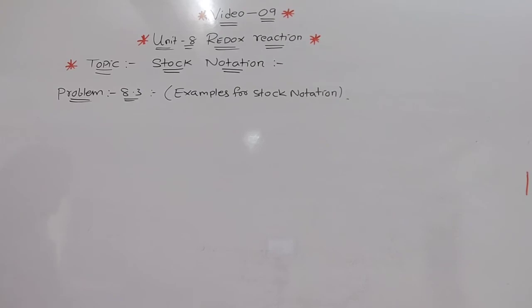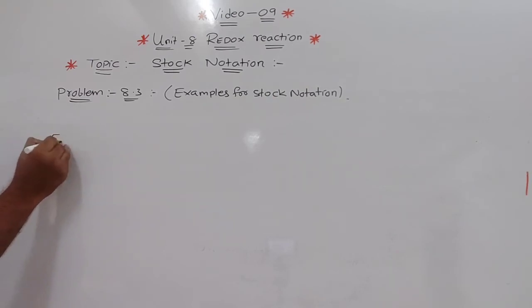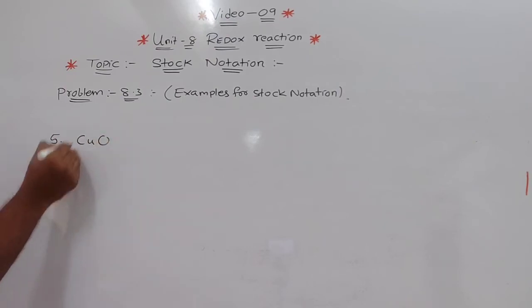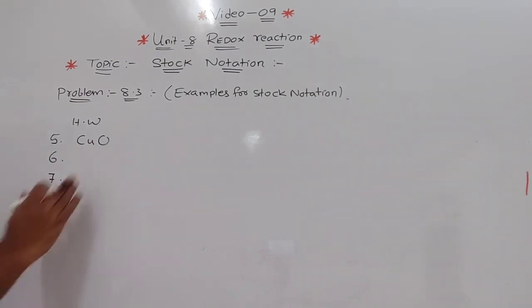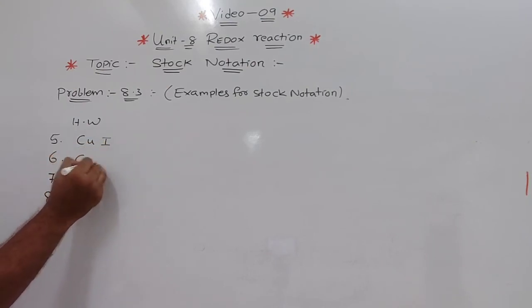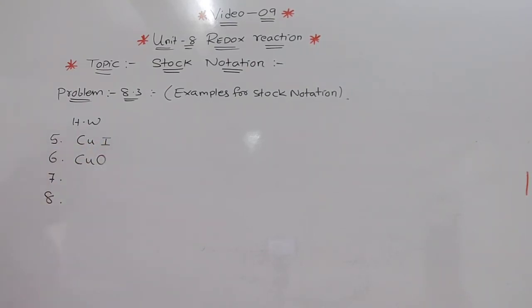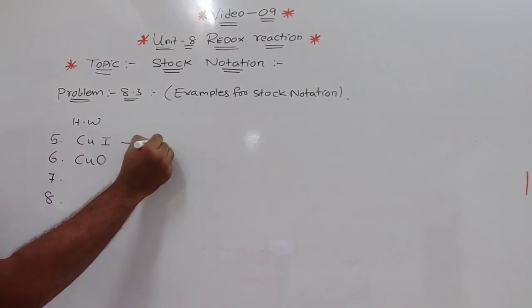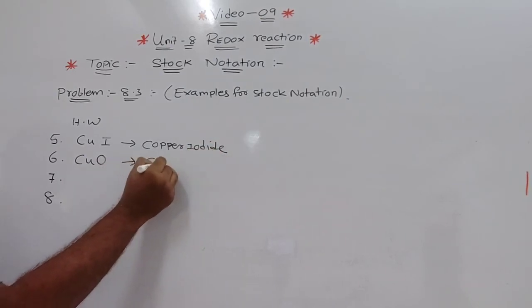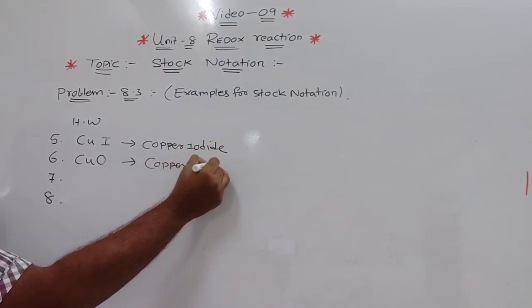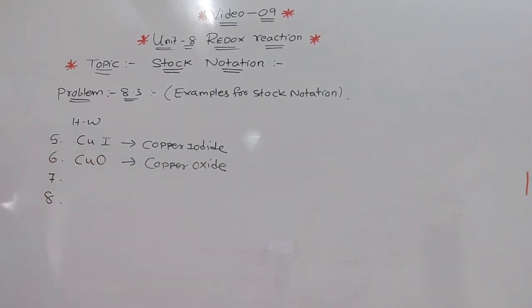Okay, the remaining is CuI. 1, 2, 3, 4, fifth one. Name I will give. So the remaining you find it out. That will be homework. Okay, 5, 6, 7, 8. CuI is there, first one. Then CuO is there. So first is copper iodide. Name: copper iodide. Clear? This is copper oxide. Okay, both will have different oxidation numbers. Remember this thing.